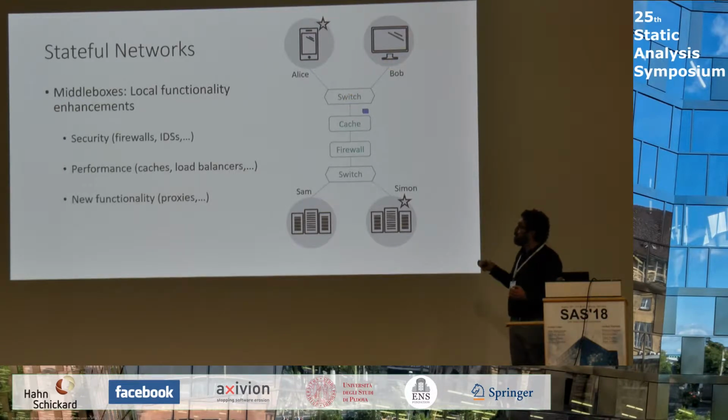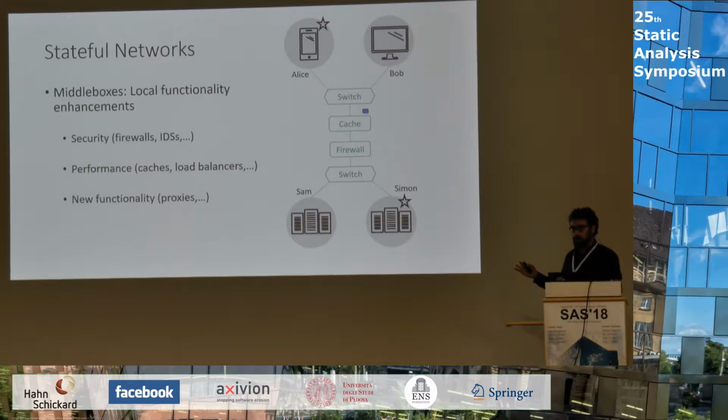But what happens when Bob sends the same request? If, for example, in this network our security policy is implemented in the firewall or in the server itself, the cache bypasses that security policy and sends the response back to Bob. And we have a violation of safety. We have data from Simon that reached Bob.